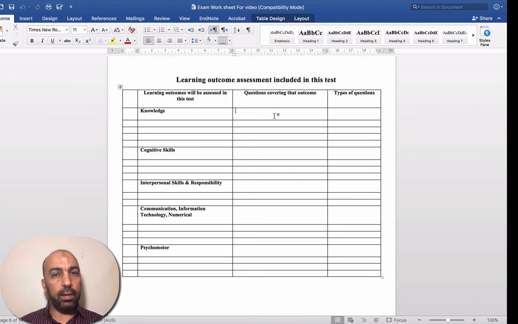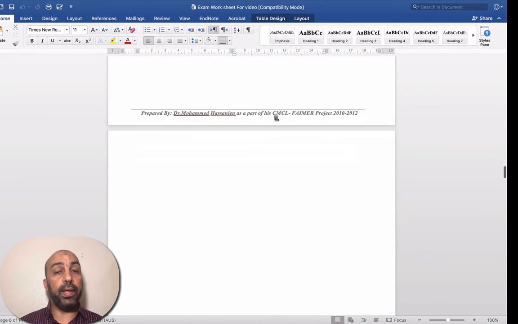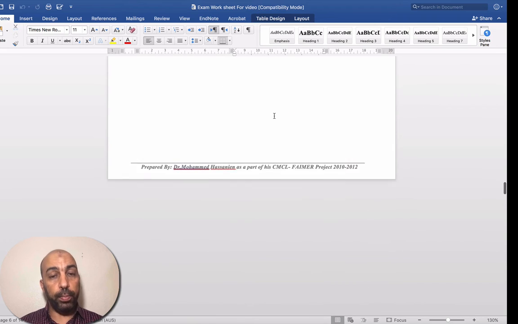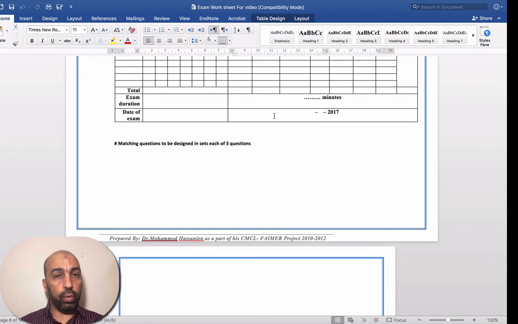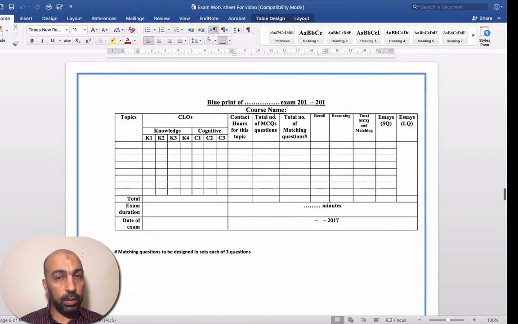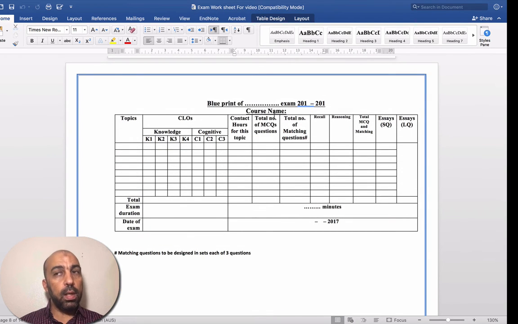Go to the third step of the exam worksheet, which is the test blueprint. And also, inshallah, we will have a video for writing learning outcomes and designing the test blueprint, and for the fourth step, inshallah. I prepared a sample Excel sheet for designing the test blueprint.